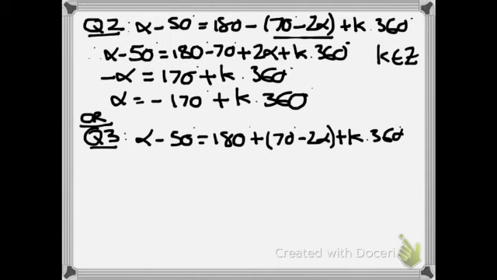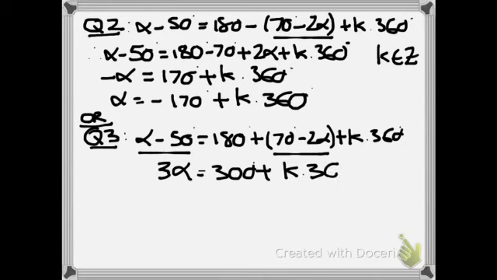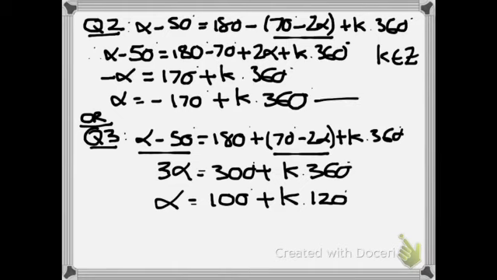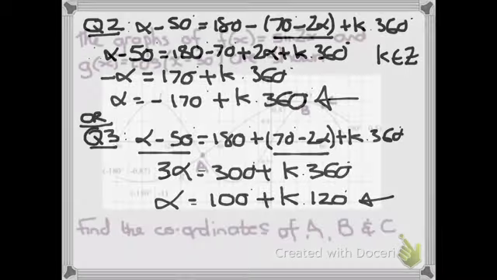Secondly, we move into quad 3 where the angle you were trying to find, alpha minus 50, is equal to 180 plus my reference angle plus K360. If we simplify this and take your alphas to one side, you're going to get 3 alpha is equal to 300 plus K360. We've already said K is an integer at the top there, so we don't need to say it again. That simplifies down to alpha is 100 plus K120. So we've got two possible solutions. Alpha is either equal to negative 170 plus K360 or 100 plus K120.